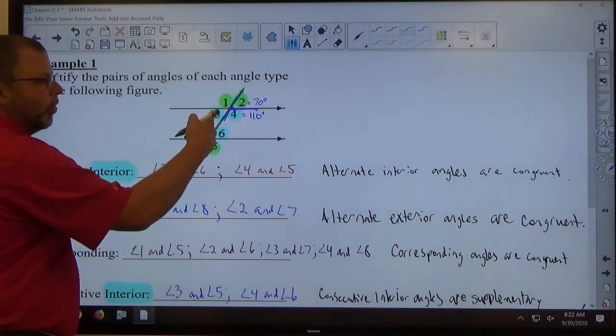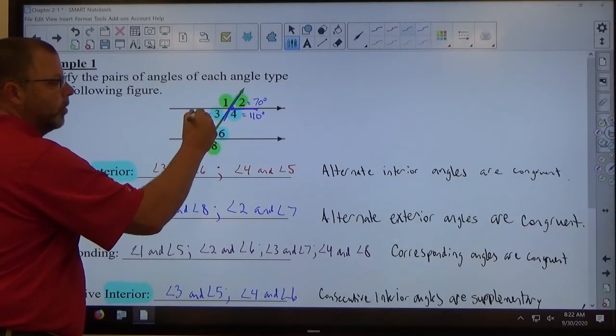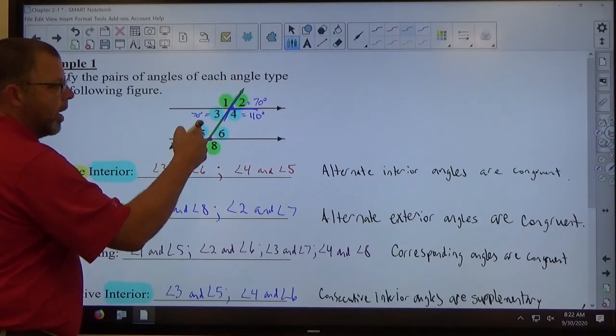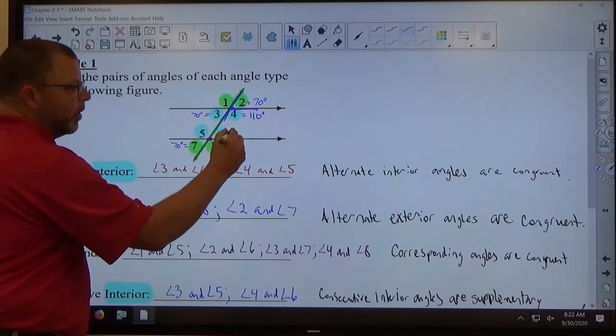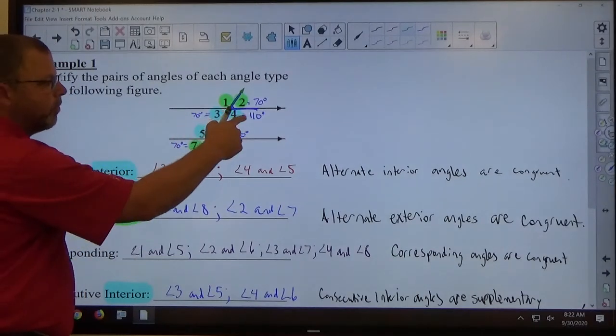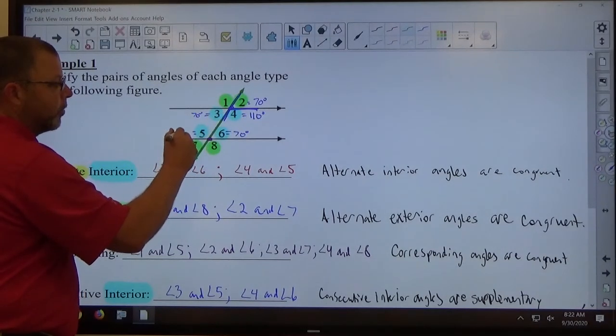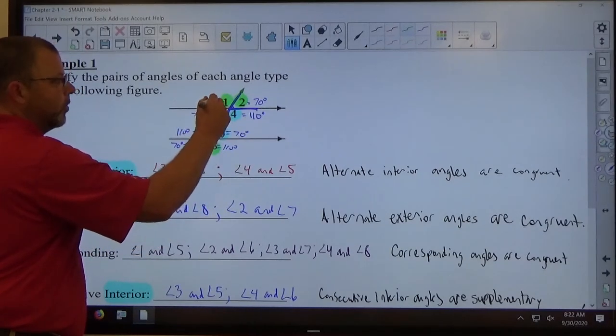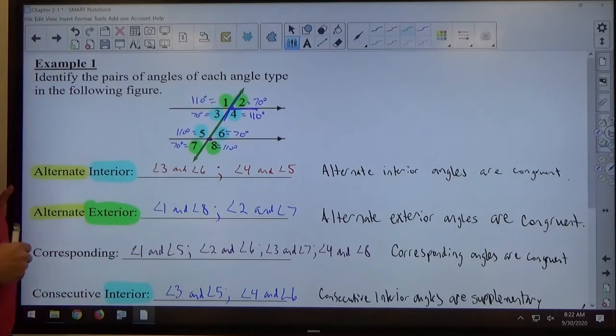Angle 2 is congruent to angle 3 because they're vertical angles. Angle 3 and angle 7 are corresponding angles. Angle 3 and angle 6 are alternate interior angles. Also, angle 2 and 6 are corresponding angles. 4 and 5 are alternate interior angles, same. Vertical angles, same. Vertical angles, same. So once you know any angle measure, you can find all the angle measures in that picture. It's just a nice little way to do that.